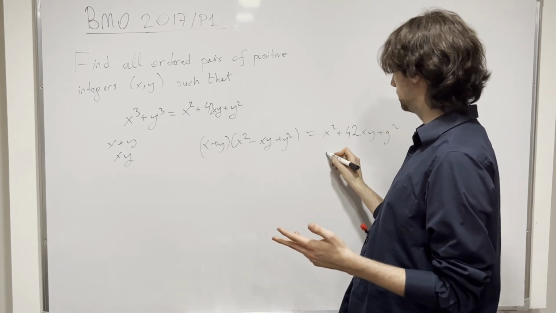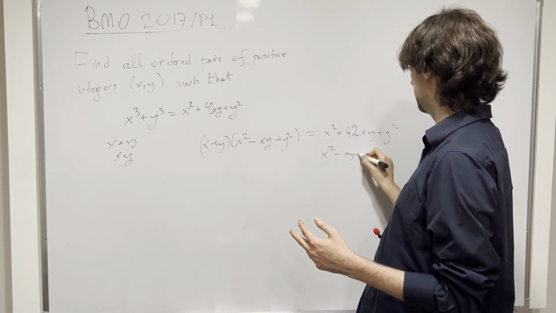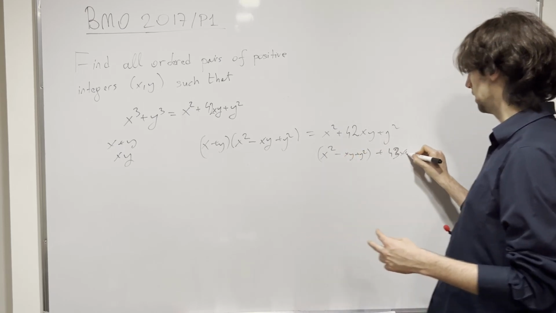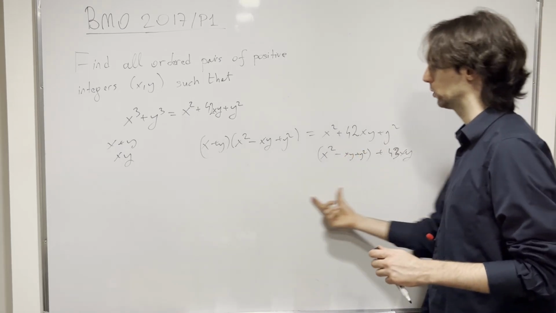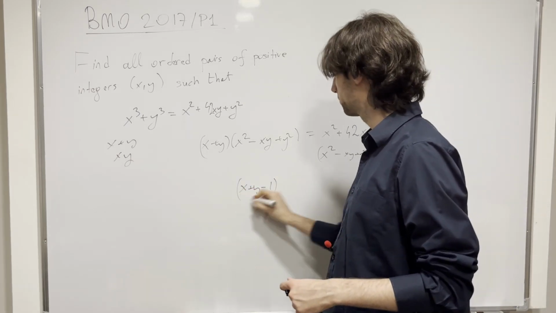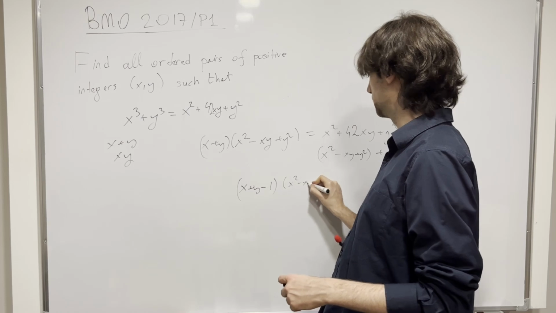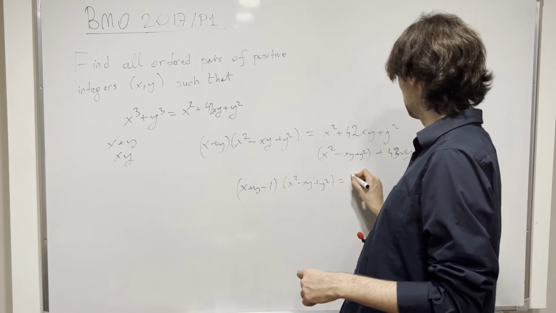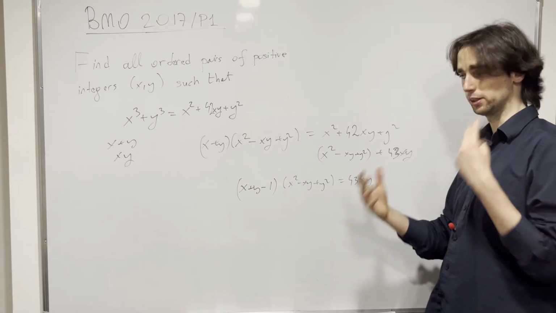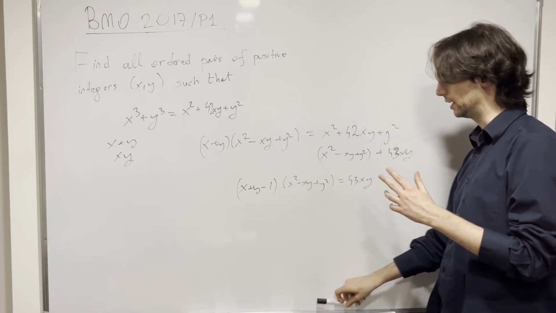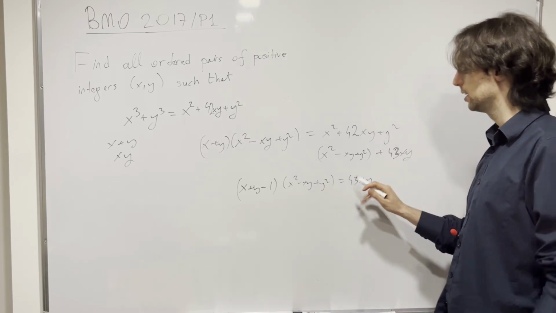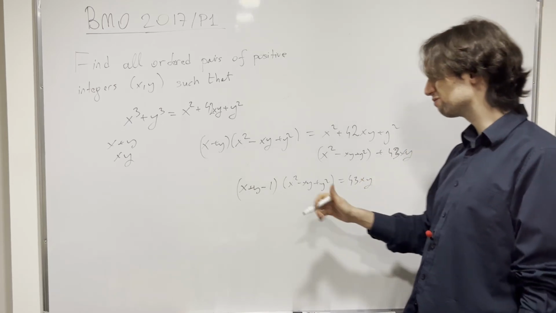So let's write this as x squared minus xy plus y squared plus 43xy. And now what happens when I bring this on this side? I'll get x plus y minus 1 times x squared minus xy plus y squared is 43xy. And here, I invite you to pause for the next 5 minutes and come up with some ideas. And here's the next idea for me. So what do we have? We have 43xy. Let's see.